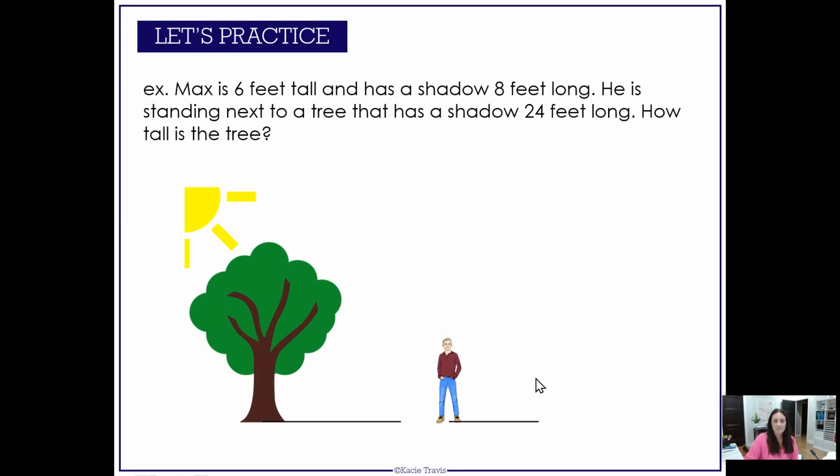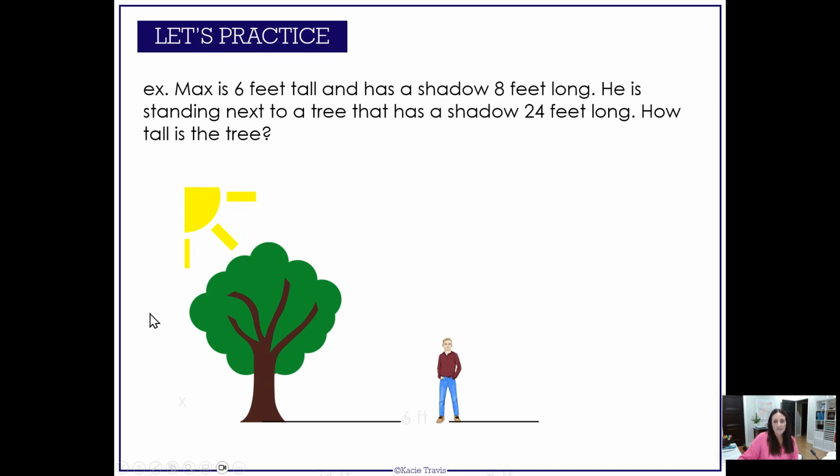Let's try one of these indirect measurement problems. So we have Max here, and he's 6 feet tall, and he's casting a shadow that's 8 feet long. He's standing next to a tree that would be really hard for him to find the height of, but it's casting a shadow that's 24 feet long. How tall is the tree? So he can just measure the shadow of the tree, which is flat on the ground, a lot easier than he can climb to the top of it to find its measure.